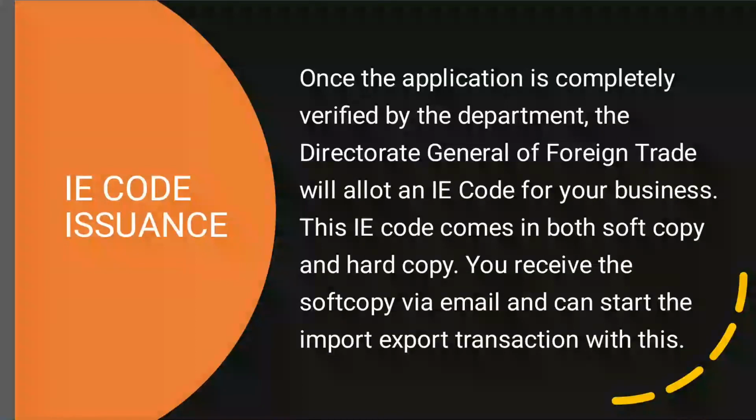IE code issuance. Once the application is completely verified by the department, the Directorate General of Foreign Trade will allot an IE code for your business. This IE code comes in both soft copy and hard copy. You can receive the soft copy via email and can start the import-export transaction with this.